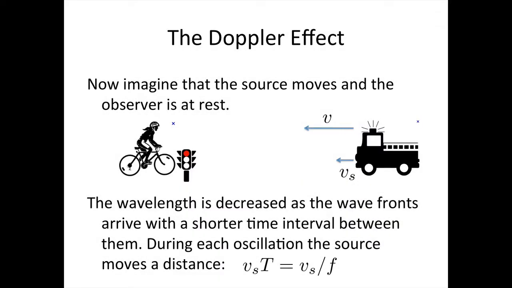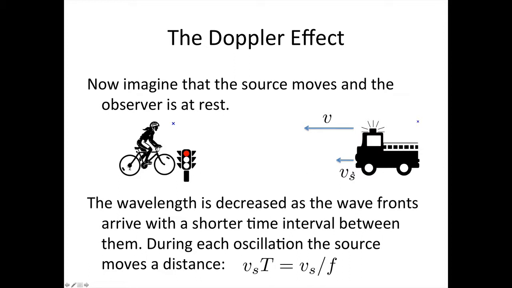Okay, so now we're going to go back to the scenario with the cyclist, our observer, and the fire truck, our source. Only now the cyclist is stopped at a traffic light. So the observer is now stationary and the source is moving towards that observer.